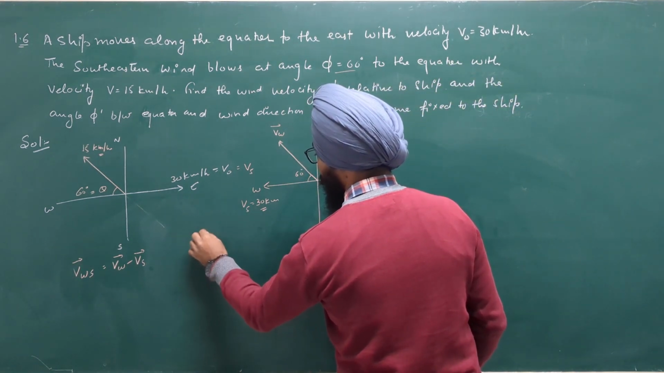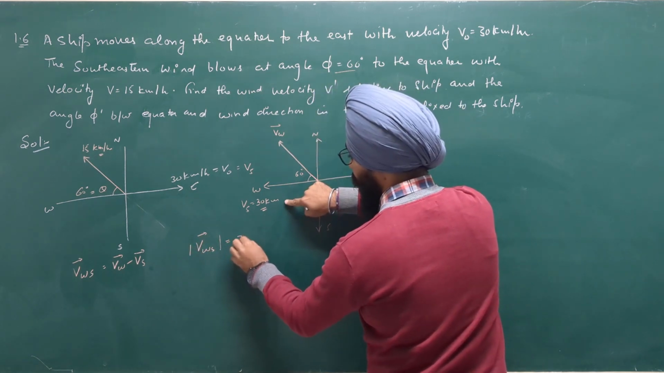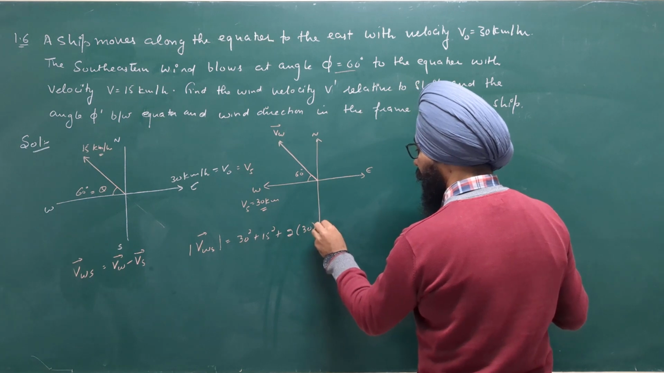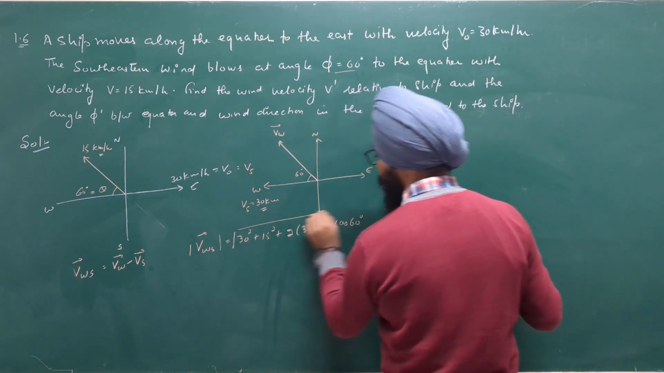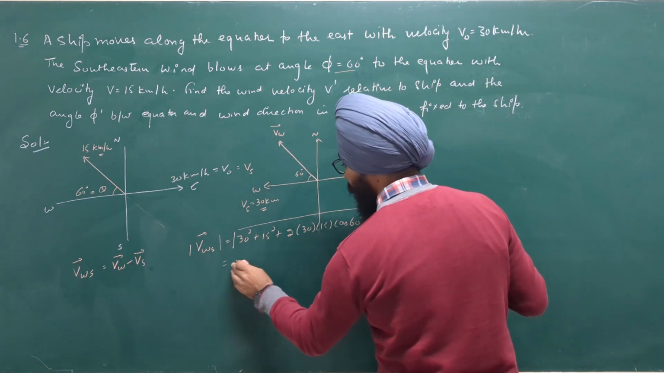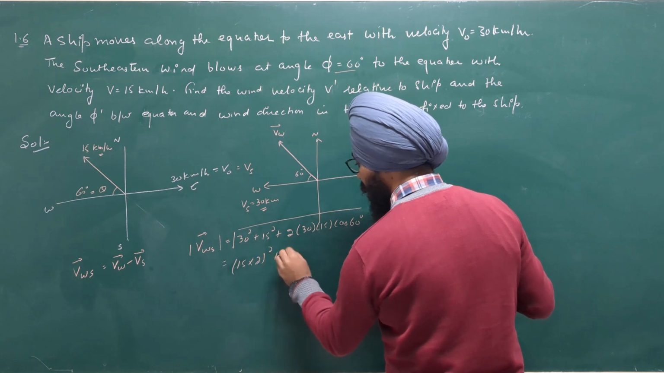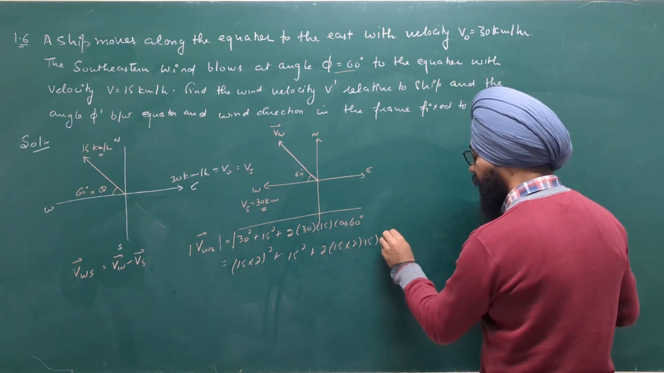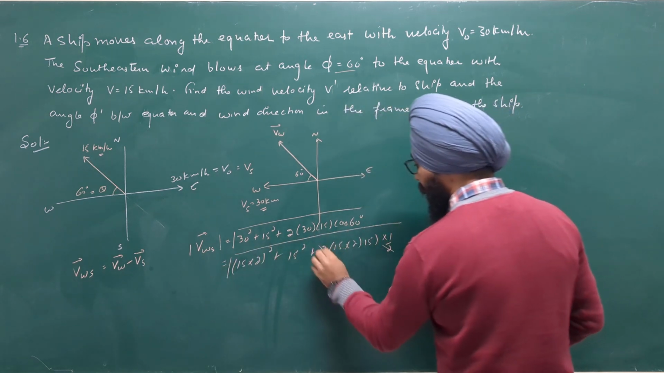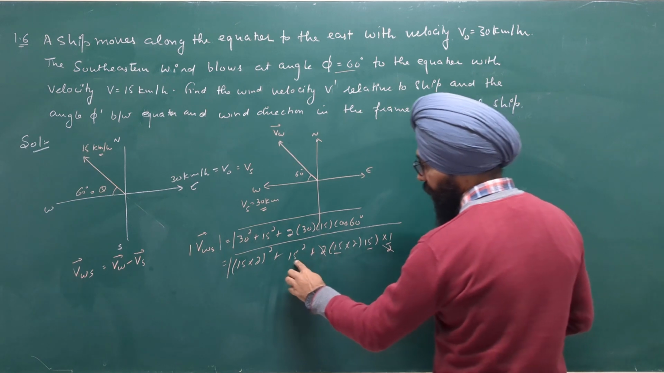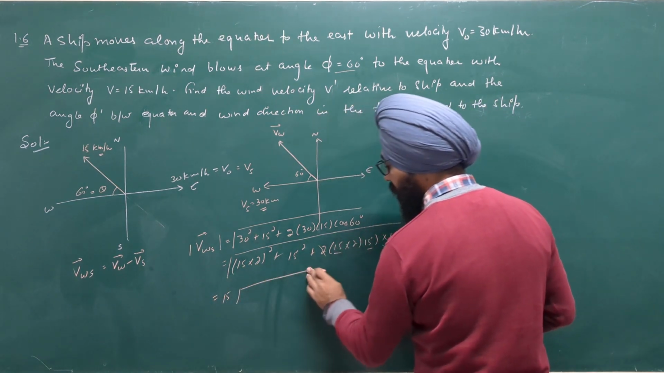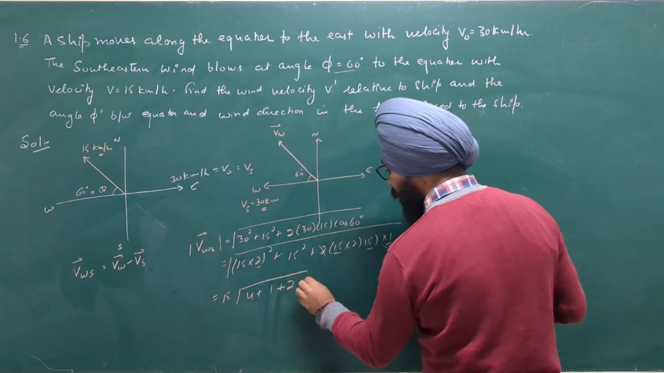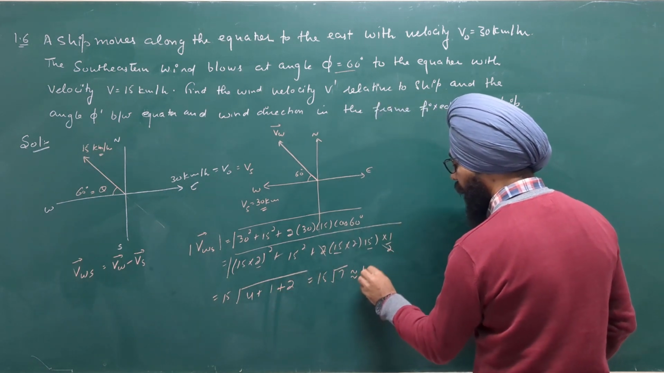So velocity of wind with respect to ship equals under the root 30 square plus 15 square plus 2 times 30 into 15 into cos of 60°. This angle is 60°. 30 can be written as 15 into 2, so (15 into 2) square plus 15 square plus 2 times 15 into 2 into 15 into cos 60, which is 1 by 2. That's everything under the root. 2 got cancelled. 15 square can be taken common out of this root. Here we have 4, we have 1, we have 2, and that is equal to 15 under root 7, which is approximately 40 km per hour.